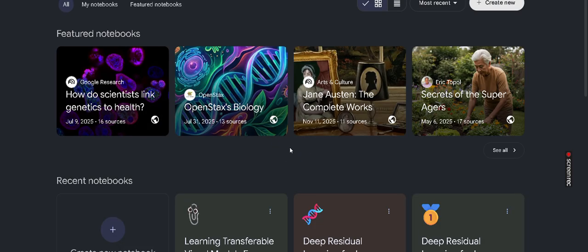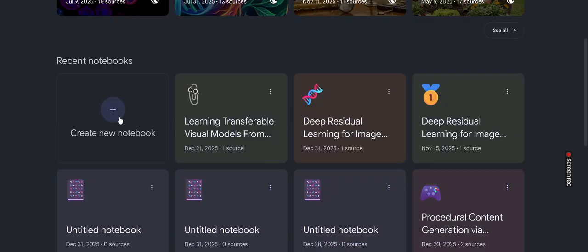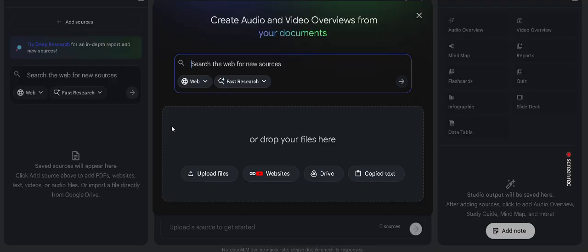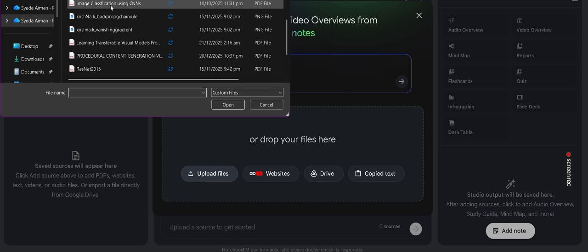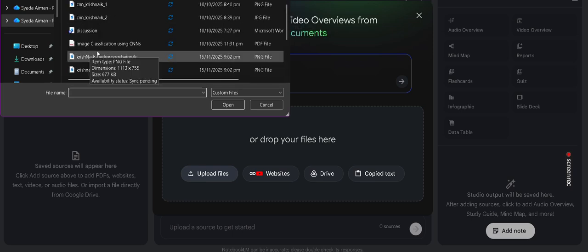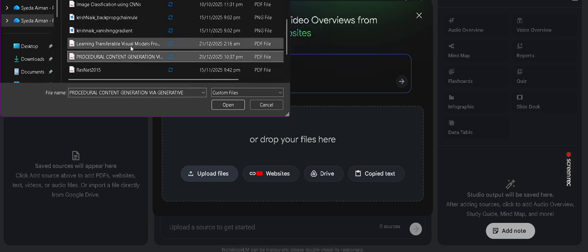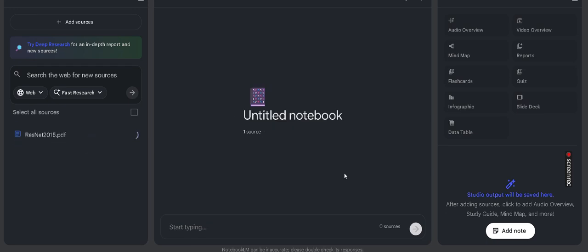You can just go to NotebookLM, it's from Google, and create a new notebook, and then upload any file. Alright, I'm going to pick any paper, for example ResNet. Okay, so it will generate the summary of the whole paper, right?